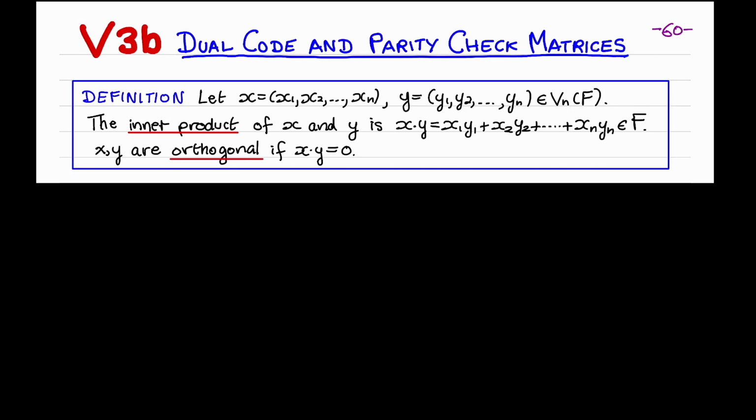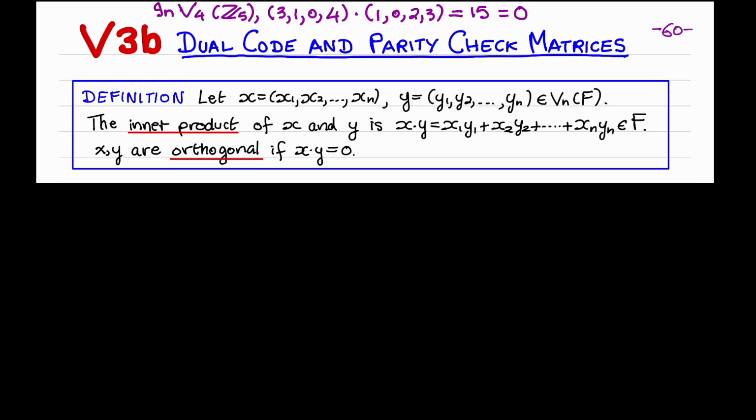Let x and y be two vectors of length n over a field F. Then the inner product of x and y, denoted x dot y, is a sum of the products of the corresponding components of the two vectors. Note that the inner product is a scalar and not a vector. For example, the inner product of these two vectors of length 4 over Z5 is 15, which is 0 mod 5.